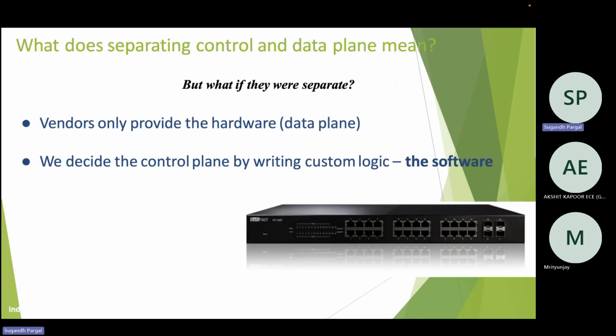So, what does separating the control and data plane mean? And what if they were separate? That means vendors only provide the hardware, that is the data plane, and we decide the control plane by writing custom logic, that is the software. So if there are more than 1,000 routers, all the systems will be centralized, with individual data planes provided by the vendors, and all the routing decisions or routing algorithms are formed by the custom logic written on a centralized control plane.